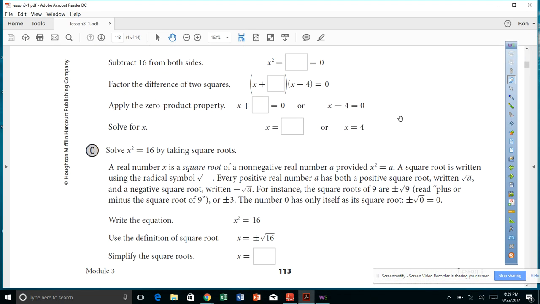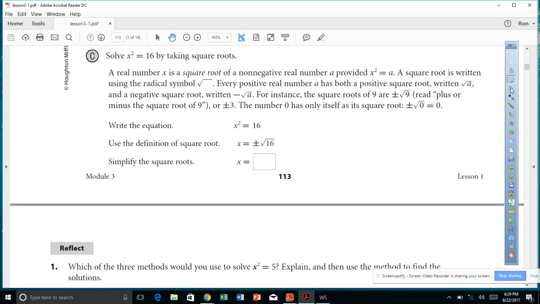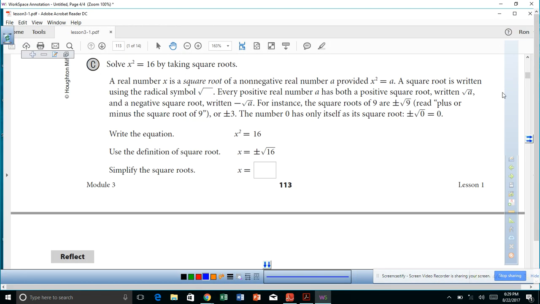The third method, solve x squared equals 16 by taking square roots. A real number x is the square root of a non-negative number a, provided x squared equals a. A square root is written using the radical symbol. Every positive real number a has both a positive square root, written the square root of a, and a negative square root, written negative square root of a. For instance, the square roots of 9 are plus or minus the square root of 9, read plus or minus the square root of 9, or plus or minus 3.